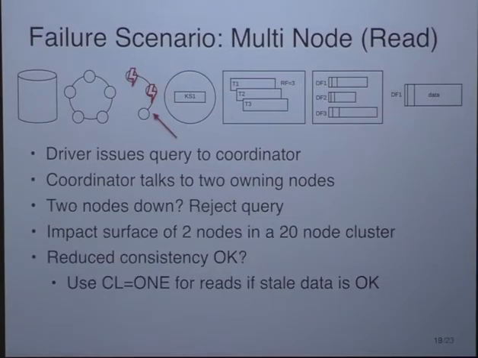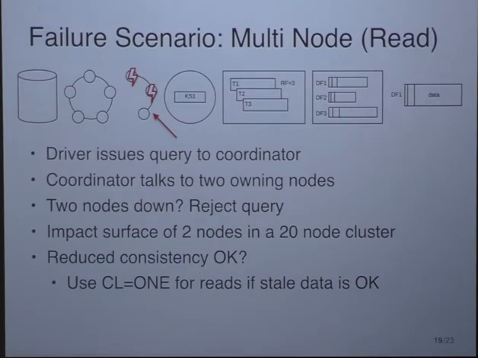Okay, so what if there are more than one of the owning nodes that are dead? If you issue a query, it's going to talk to the owning nodes. It's going to notice that 2 of the nodes are down because you asked for quorum. It can't get 2 out of 3, and so it says, hey, I'm not even going to bother talking to the other node. I'm just going to say, sorry, this query is not satisfiable right now.